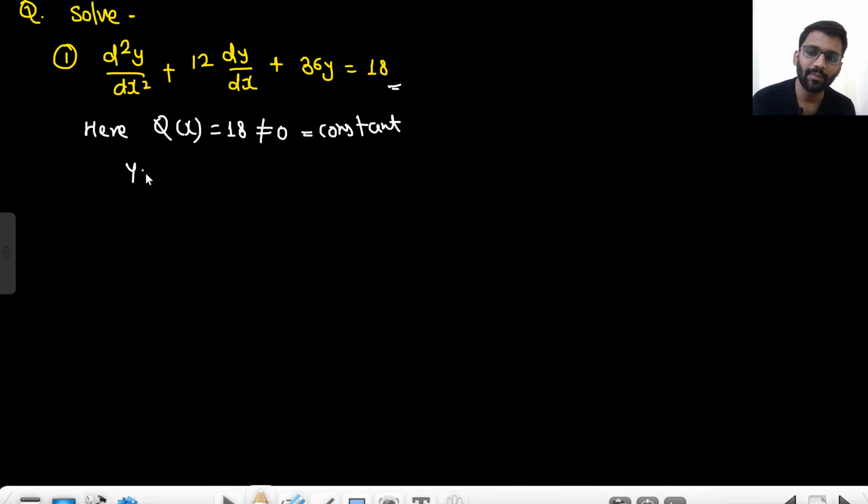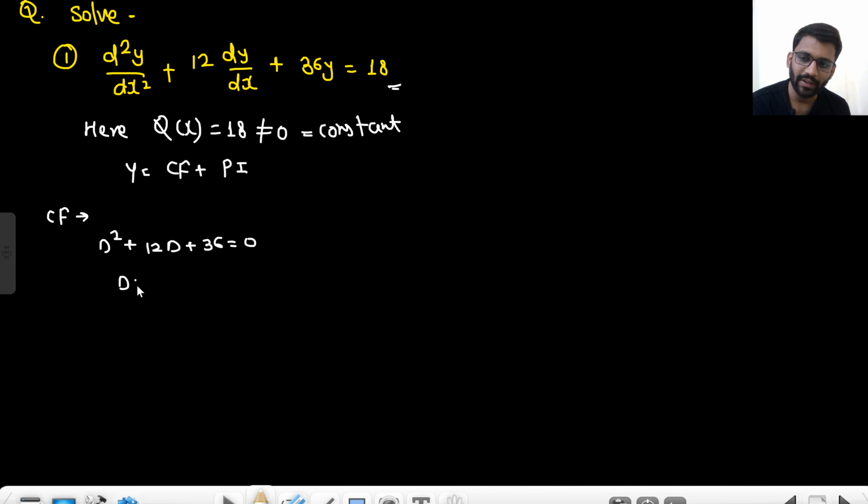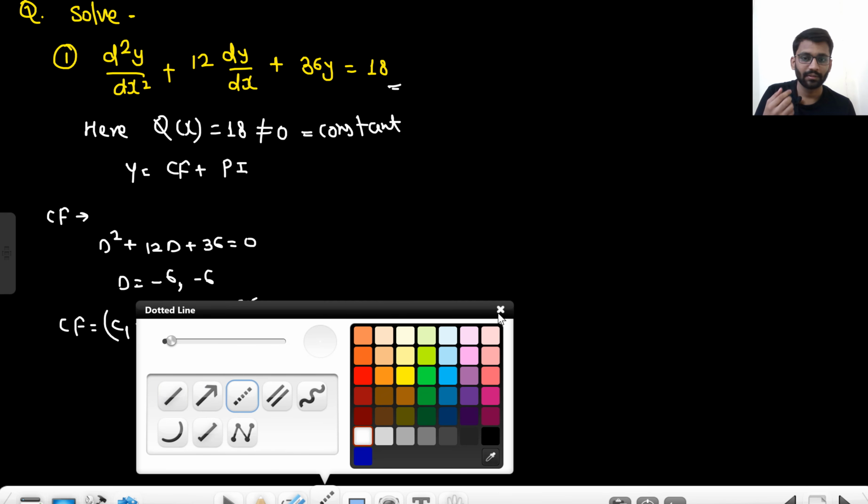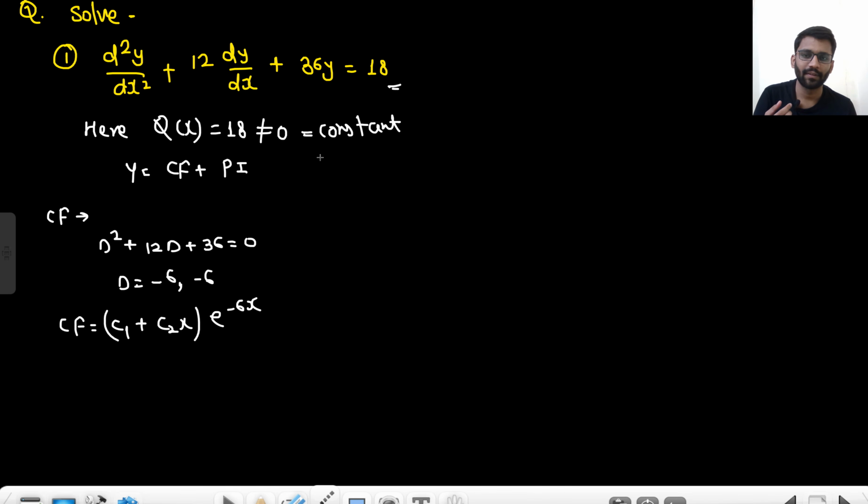So now your y will be CF plus PI. First we need to find CF. What will be CF? D square plus 12D plus 36 equals 0. We have already solved it, right? Minus 6 and minus 6. So your CF would be C1 plus C2x, e to the power minus 6x.